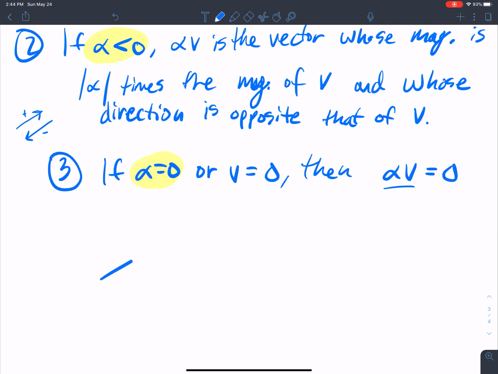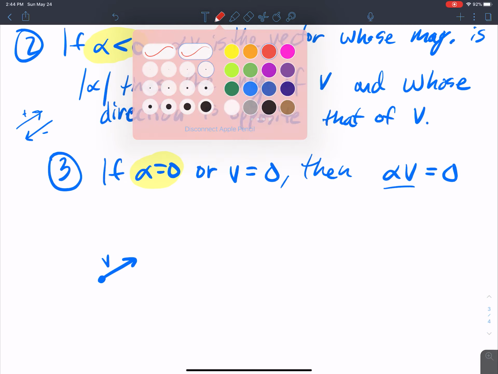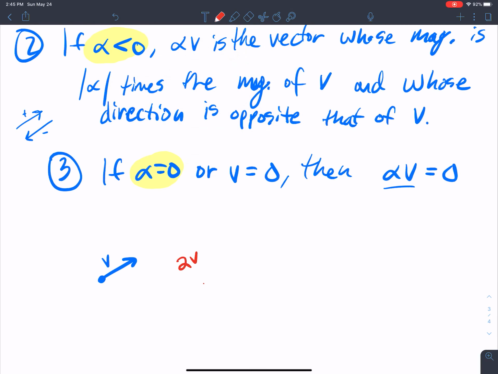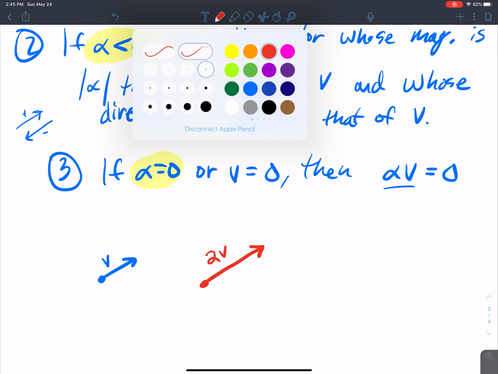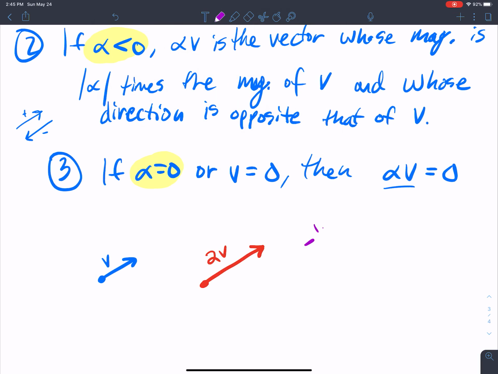So if you had some vector V here, and I multiplied that by a scalar, 2V, now all of a sudden this vector is twice as long. It's still going in the same direction. Say instead I multiplied by negative 1/3. Well, instead of being 3 units long, maybe it's only 1 unit long, but it's in the opposite direction. So that's negative 1/3 V right there.